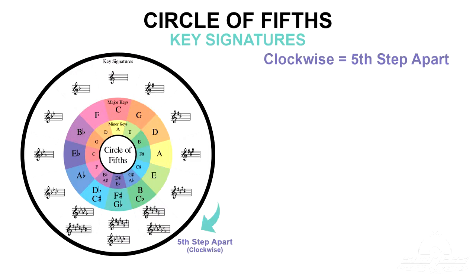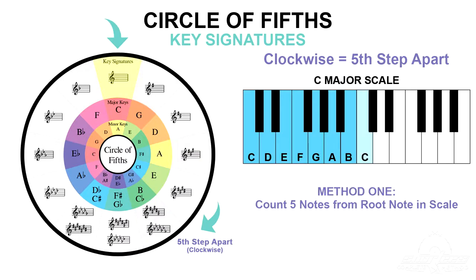Now, the reason why it's called the circle of fifths is that when you move clockwise around the circle, each key is a 5th step up from the last. So for example, the C major scale is C, D, E, F, G, A, B. So you would start at C and count 5 notes up to G: C, D, E, F, G, which means G is a 5th step up from C.